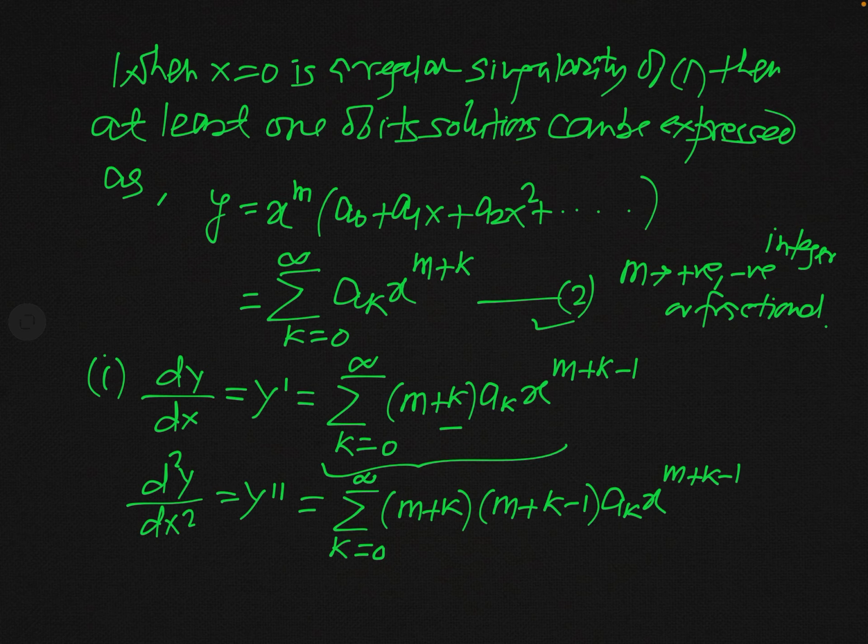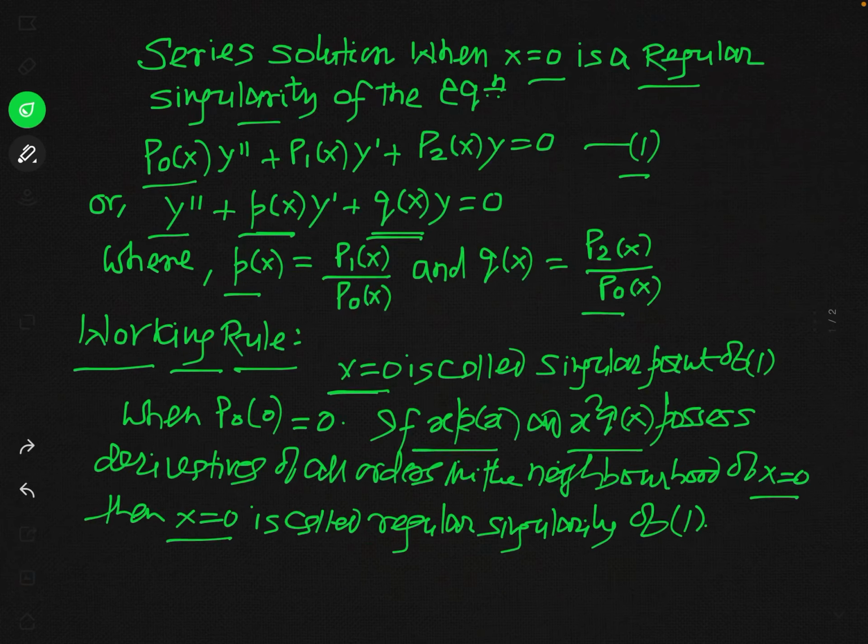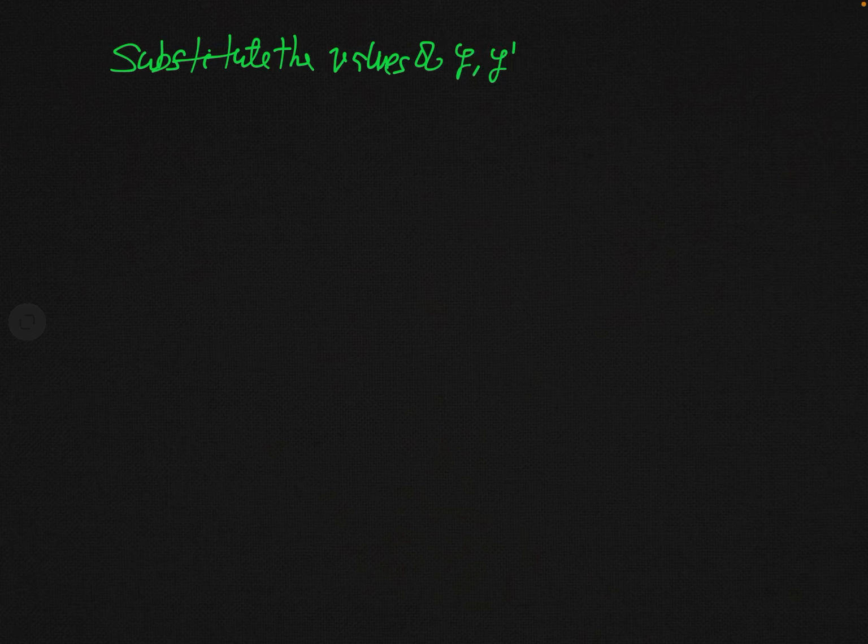Now after finding these derivatives y prime and y double prime, we will substitute the values of y prime and y double prime in the given equation which I have defined here, that is in this equation 1. First of all, we will substitute it.